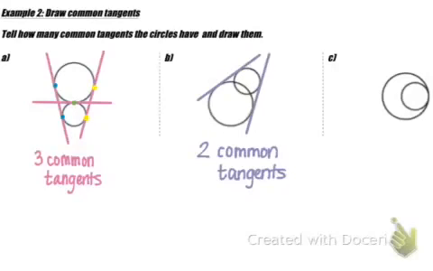And finally, in the last picture, both circles touch a tangent line on the right hand side. They intersect at 1 point for each circle, so we have 1 common tangent.